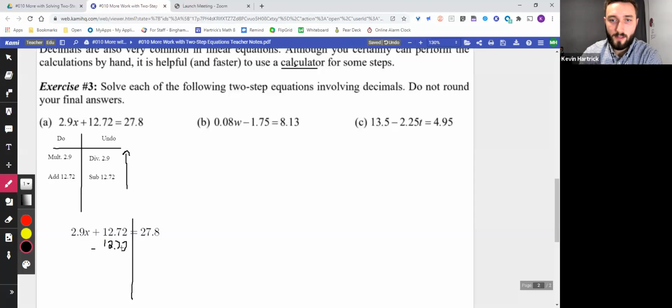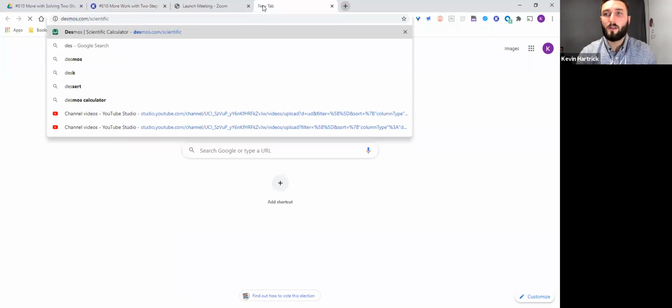and if I do it to one side, I have to do it to the other to keep my equation balanced. Okay, don't forget that. These are opposites. 12.72 minus 12.72, opposites become 0 when we are either adding or subtracting. So now we're looking at just 2.9 x on this side. Make sure you have your equal sign. Over here, I'm not going to do this in my head. I'm going to use my Desmos calculator.